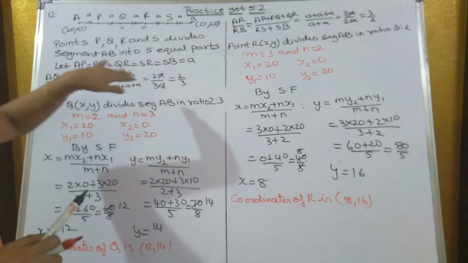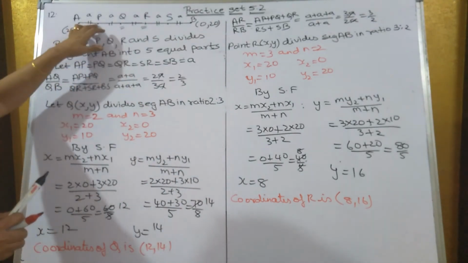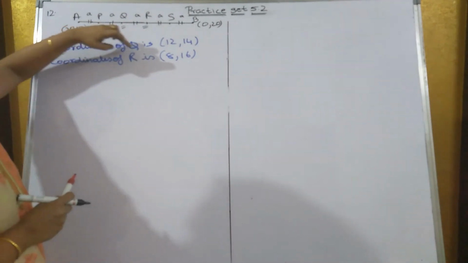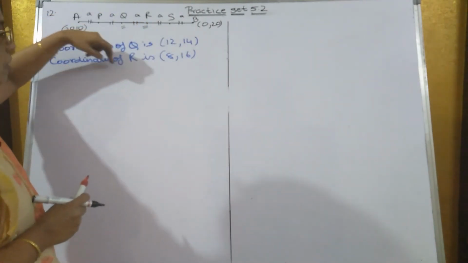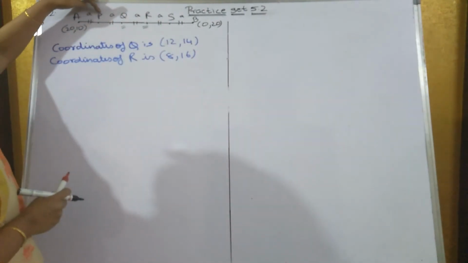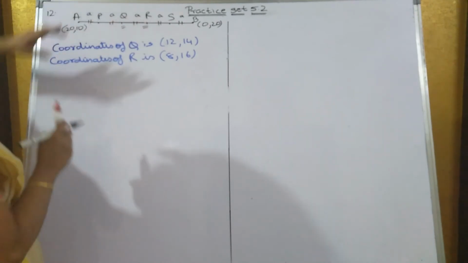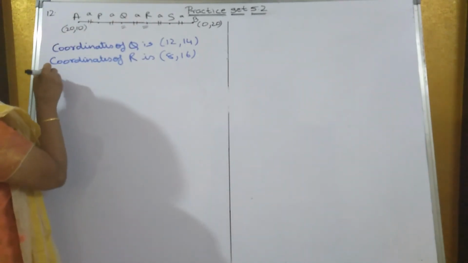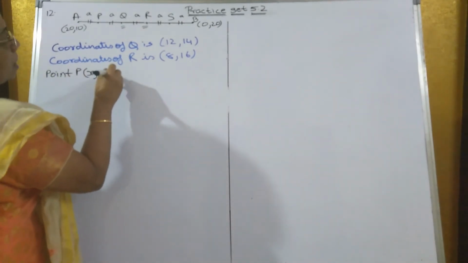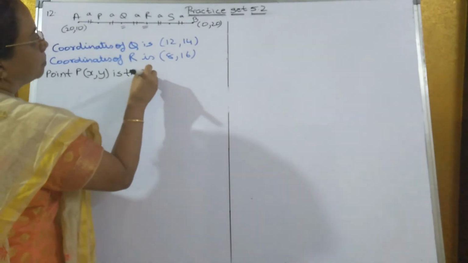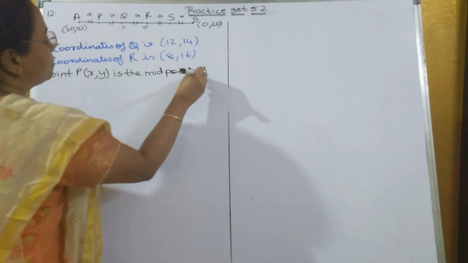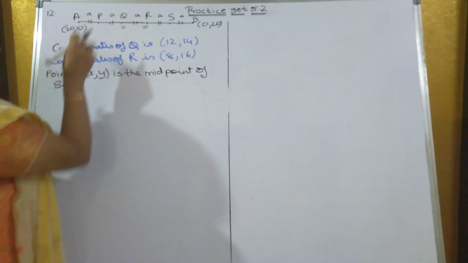Now we have to find out the coordinates of P and S. So next I will show you how to find out the coordinates of P and S. We had found the coordinates of Q, 12 and 14, and coordinates of R we got 8 and 16. Now we have to find out P and S. Now if you see, P is the midpoint of segment AQ. So point P, let us take that as XY, is the midpoint of segment AQ.